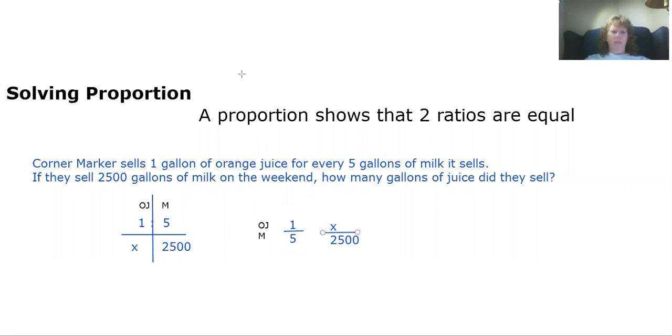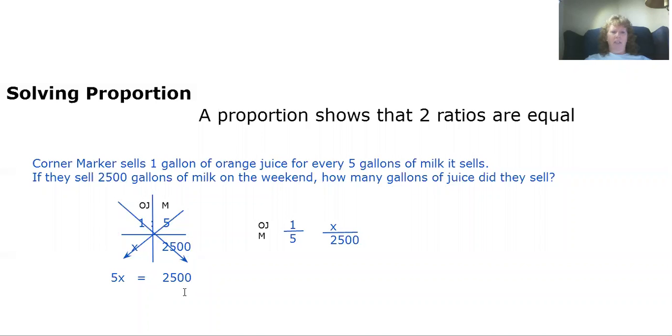So now we're going to solve this by cross multiplying, or finding the cross product. We're going to multiply across both directions. If I multiply 5 times x, that just looks like 5x. I can't really multiply it since I don't know what it is, but to represent multiplication, I put the number next to the letter. And that equals 1 times 2,500, which is 2,500. So now I know that 5 times the quantity we're looking for is equal to 2,500.